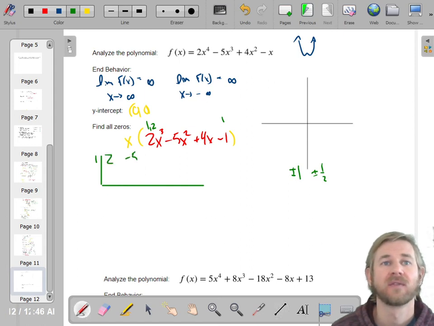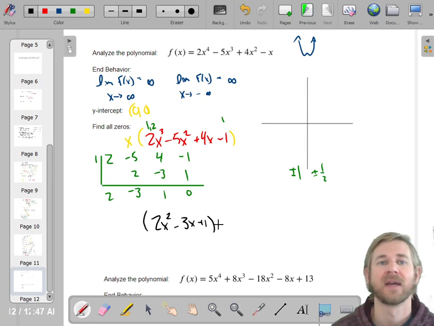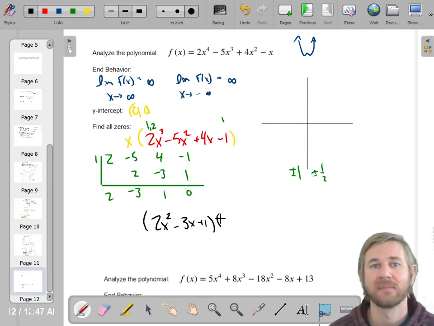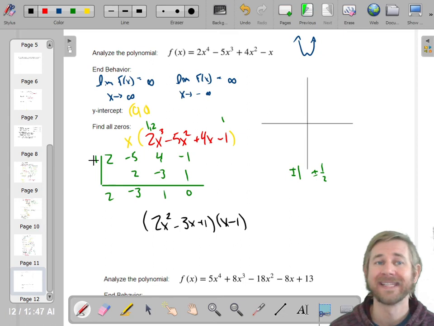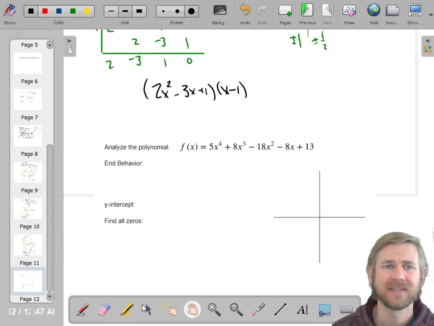2, negative 5, positive 4, negative 1. Bring down 2, multiply, add, multiply. First try again. All right. So now I have 2x squared minus 3x plus 1, and my other factor is x minus 1. If 1 is a 0, x minus 1 is a factor. I think this is factorable.